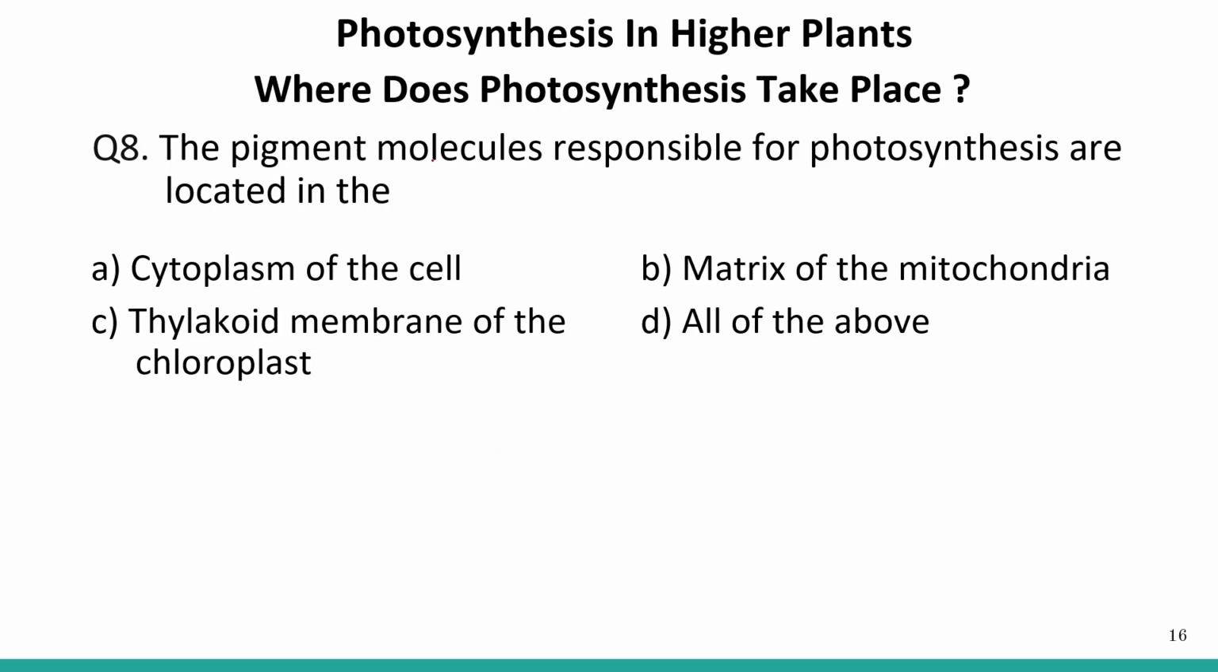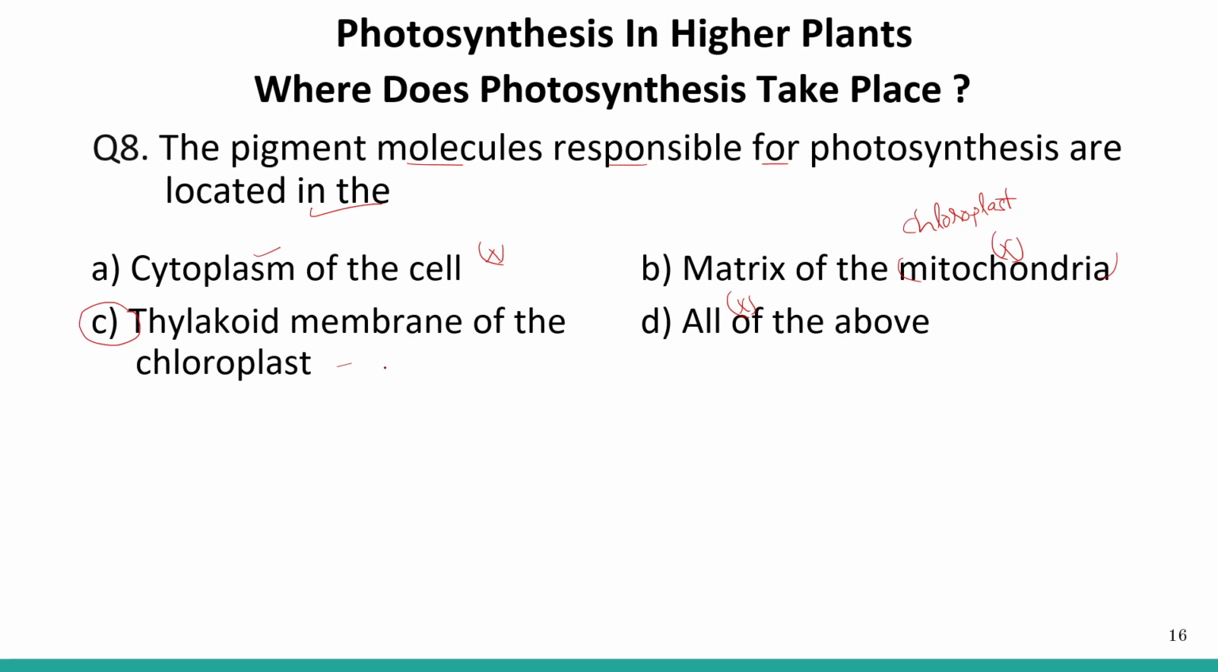The next question is, the pigment molecules responsible for photosynthesis are located in. Alright, the first option is cytoplasm of the cell, which is not correct. Matrix of the mitochondria. So this is obviously not correct because the pigments are present in the chloroplast and not mitochondria. And then the third option is thylakoid membrane of the chloroplast, and the fourth option is all of the above. So this is also not correct. So the correct answer should be thylakoid membrane of the chloroplast.